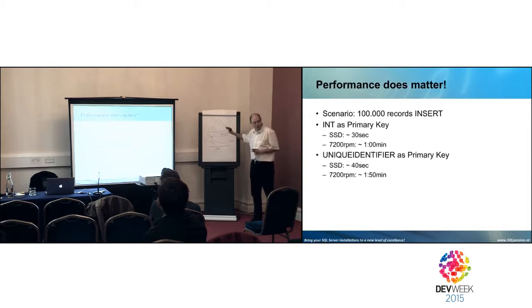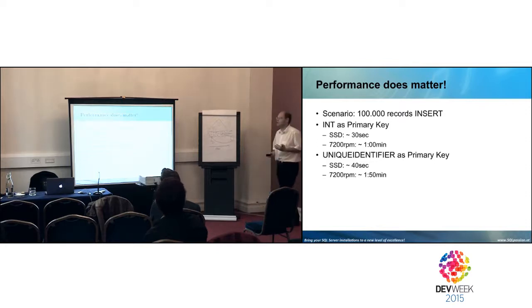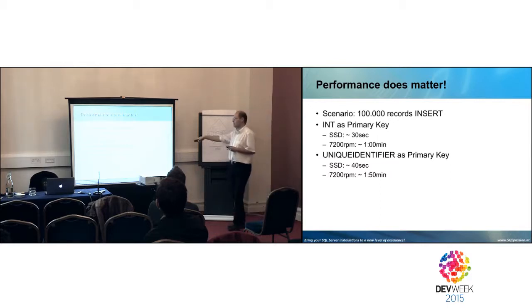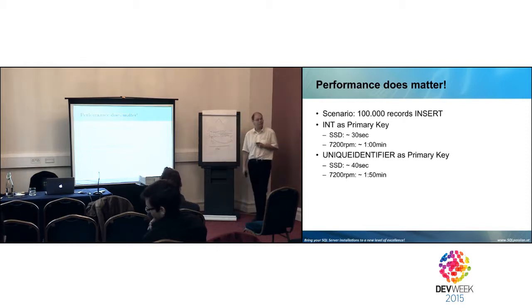Performance. Page splits are costing you performance. These are just additional CPU instructions, CPU cycles that SQL Server needs. Very simple, create a table with an int identity column as a primary key, try to insert 100,000 records on a traditional rotational storage. It took me around 1 minute. When I'm doing the same with a unique identifier value, it took 1 minute 50 seconds. Random I/O, and they cost page splits, CPU overhead.